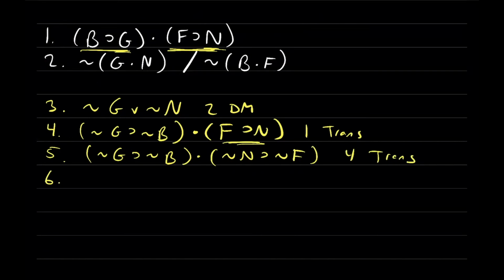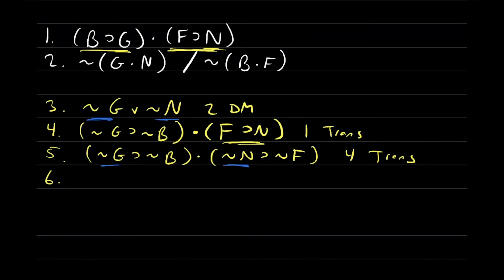Now, happily, I'm going to indicate this in another color just to make this really clear. Happily now, I have a disjunction here on line 3 that has two terms, not G and not N. On line 5, I have the conjunction of two conditionals, and the antecedents of those conditionals correspond to those two terms in the disjunction in line 3.